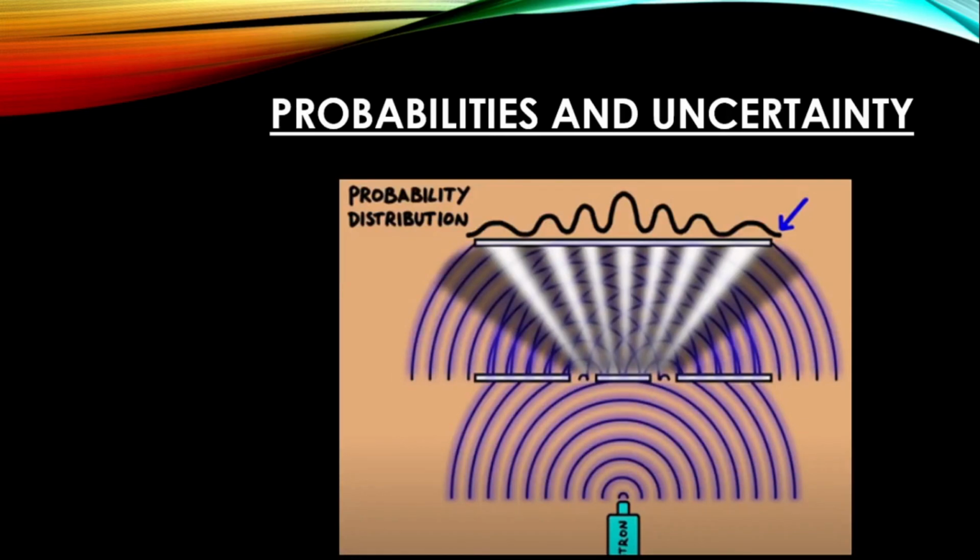So another example is probability. This is where the probability is high. These lighter areas are high in probability, and these darker ones are the lowest in probability.